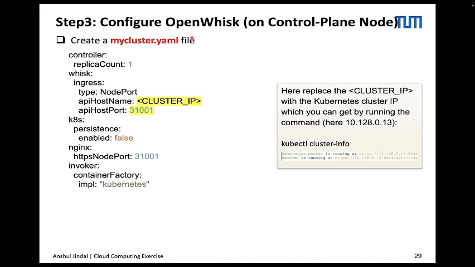And then you have to configure OpenWhisk, like which API host name and what my port number is. For specifying the API host name, you have to run the kubectl cluster-info command on your Kubernetes cluster, check the IP address, and specify it over here.